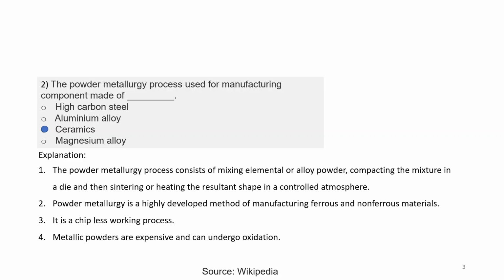Next, powder metallurgy is a highly developed method of manufacturing ferrous and non-ferrous materials, and it is a chipless working process. So there won't be any chip formation, and there will be very little wastage of material. Metallic powders are expensive and can undergo oxidation.